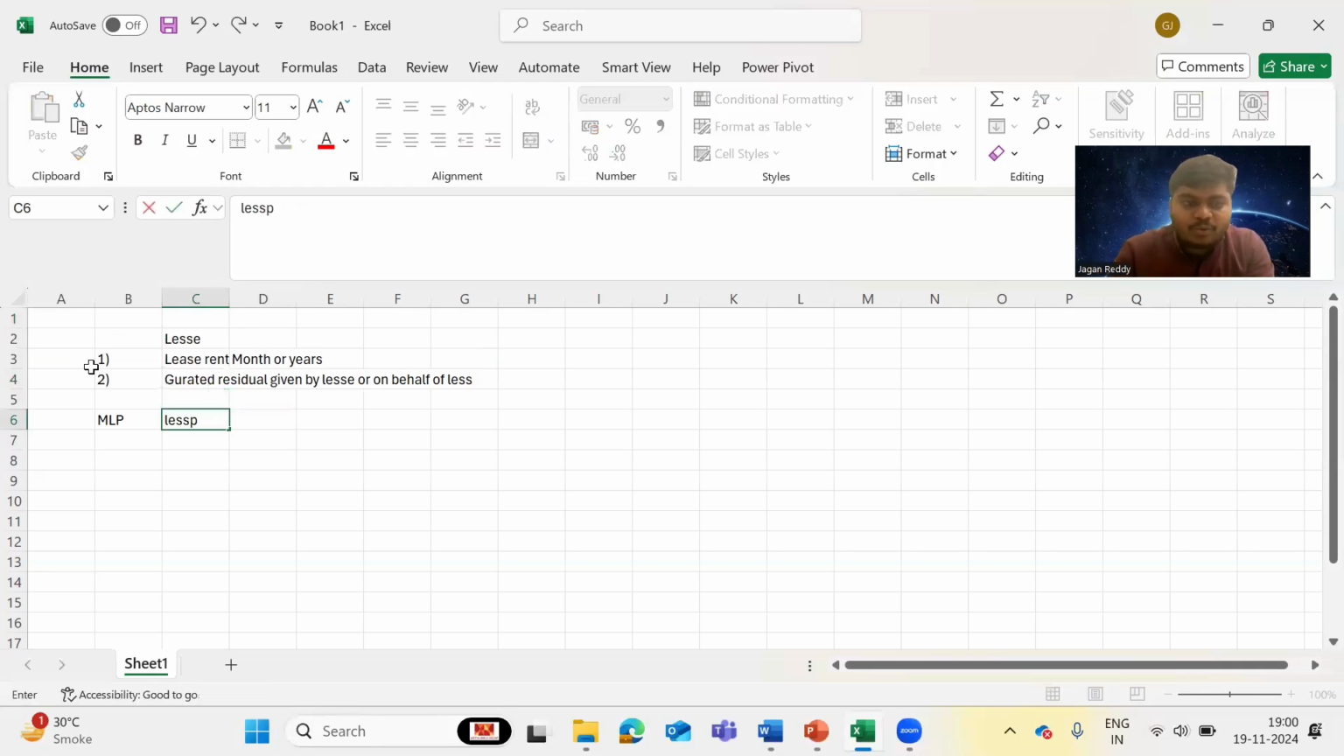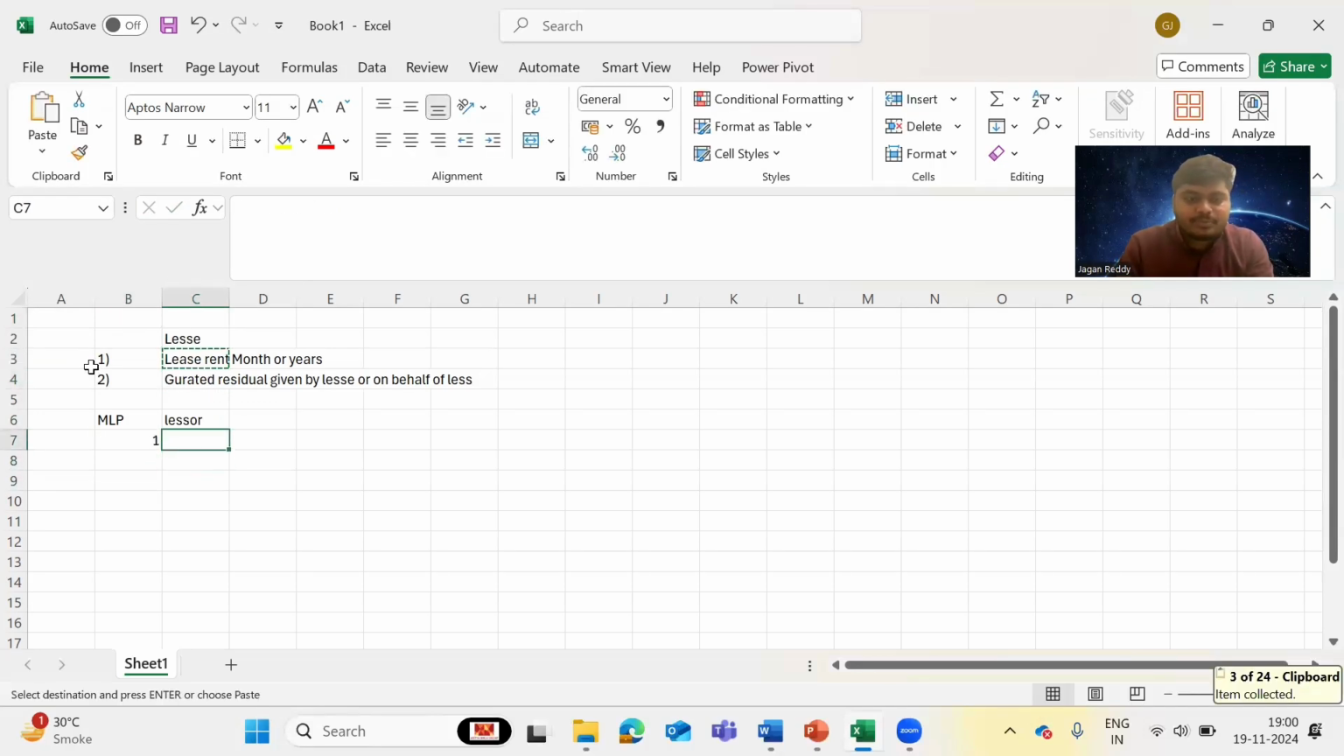From the viewpoint of the lessor, the first one is the common monthly lease payments, and the second one is where the difference between the lessor and lessee lies. In the lessee's case, we considered the guaranteed residual value given by the lessee or on behalf of the lessee. With respect to the lessor, what do we consider?